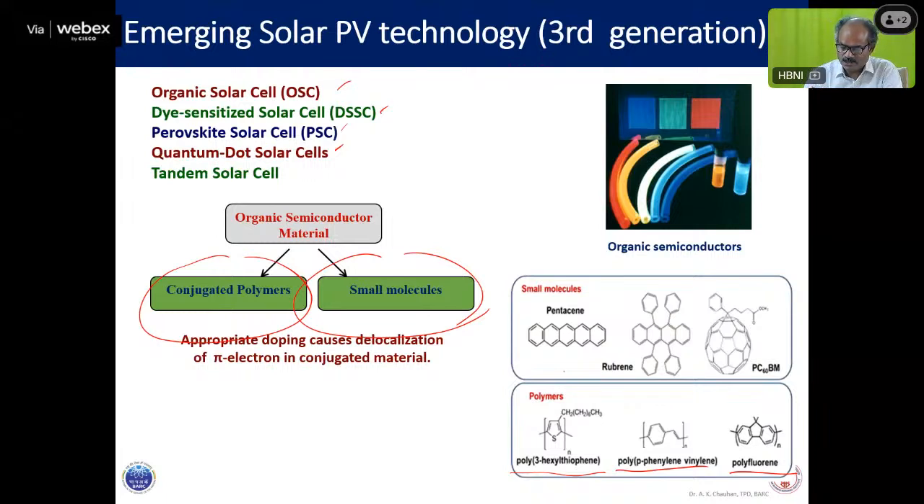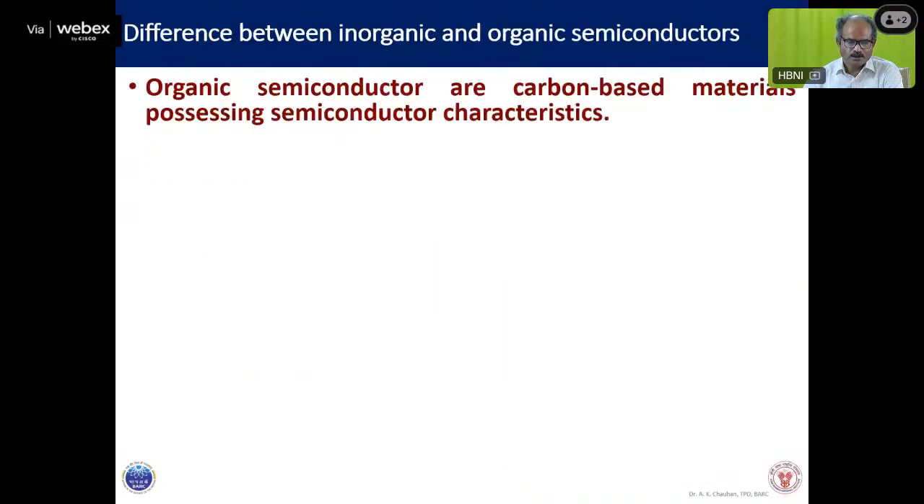And then similarly, among the small molecules, pentacene is a very famous molecule. Then rubrene and PCBM. So C60, C70, C80, it is a derivative of fullerene. This molecule is also very commonly used as an acceptor in solar cells.